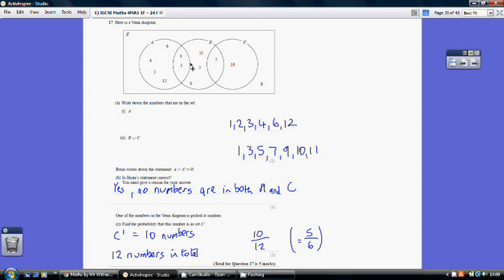Now that's 10 numbers out of a total number of 12. So 10 out of 12 is the probability of getting a number that's not in C. So that's your final answer, 10 over 12. If you wanted to, you could simplify it to 5 over 6, but you didn't have to.